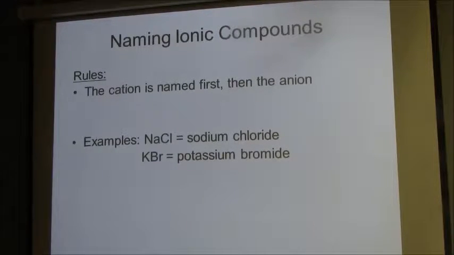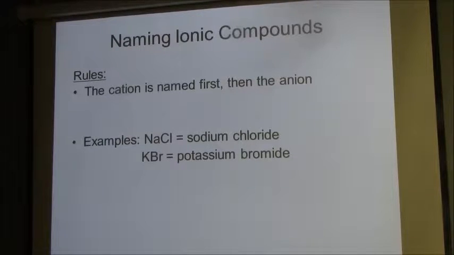The way we name an ionic compound is we always name the cation first. We always write the cation first too. Start positive is the way I like to think about it. Put the positive one first, the negative one second. So for instance, NaCl is called sodium chloride because the anion ends in "ide."